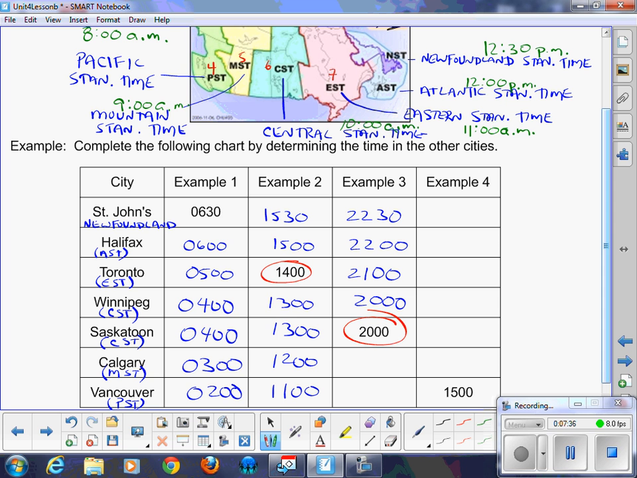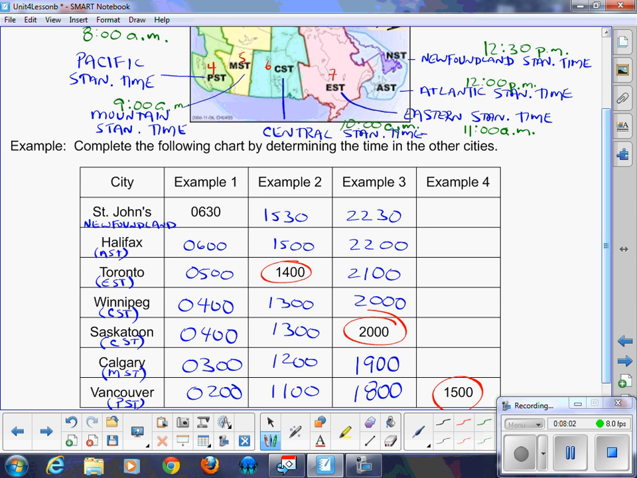However, if I go the other way, from Saskatoon to Calgary, it's actually going to be 1900 hours, so it's a little bit earlier. And Vancouver is 1800. Okay, so as we move east, it gets later. If you're moving west, it's getting earlier. So Vancouver, my last example here, 1500, so 3 o'clock in the afternoon. Vancouver's just getting out of school at 3 o'clock in the afternoon.